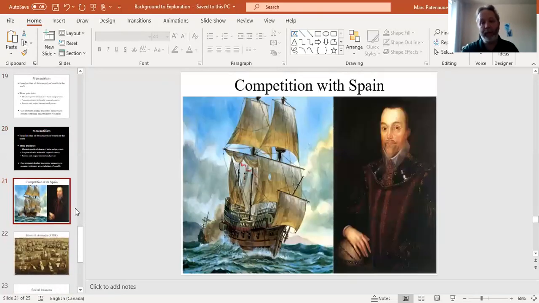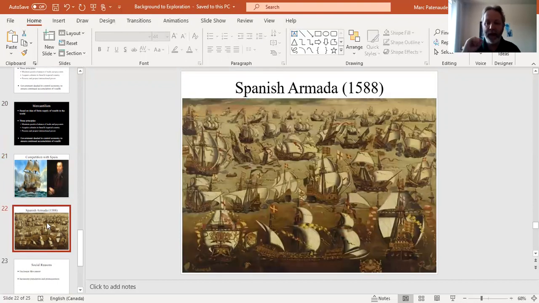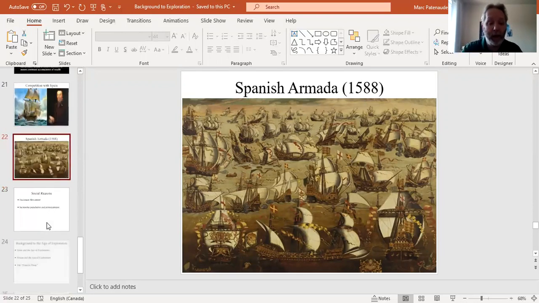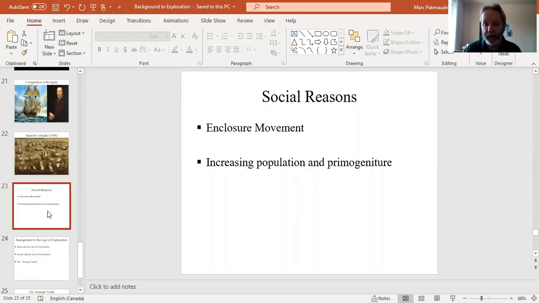We talked about the competition with Spain with respect to politics. We talked about how Liz and Philip were kind of like cats and dogs. And speaking of dogs, we talked about the sea dogs, which led us into the Spanish Armada. Now, this is where we left off last time. So we're going to pick up with the social reasons behind English exploration.